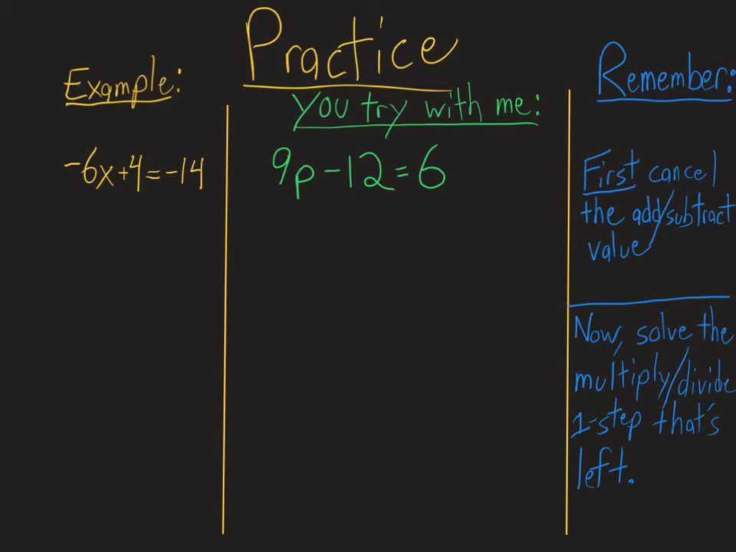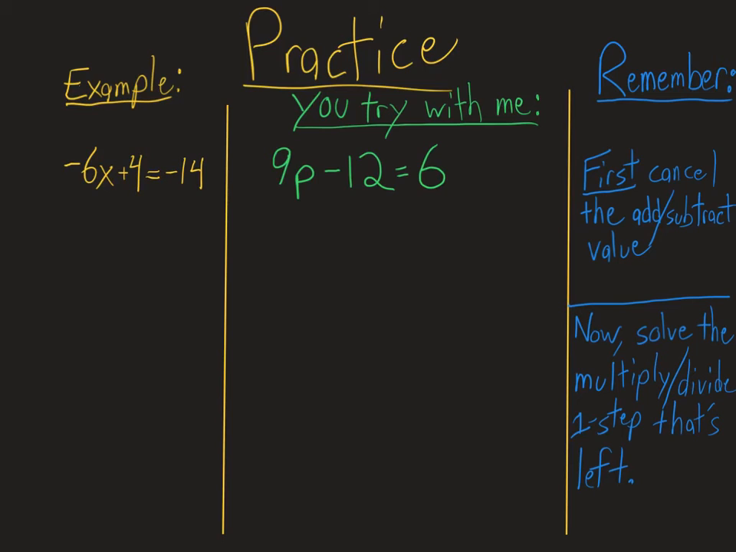Let's do one of these together. I'm going to work the example on the left to solve it. You can work the example in the middle at the same time. We'll partner together. And right over here on the right, we've got our rules to remember. We're going to first cancel the add subtract value. So get that green one copied down if you don't yet. And I'll work through while you work at the same time.